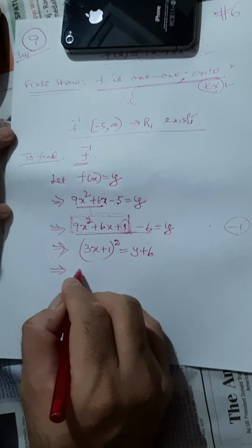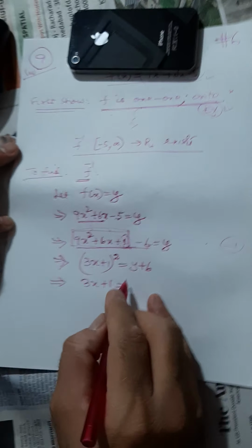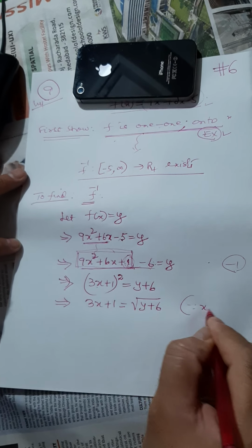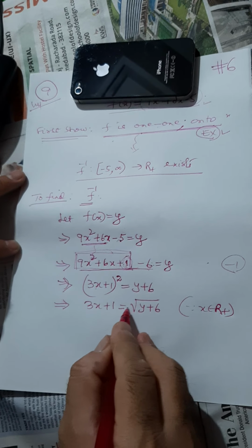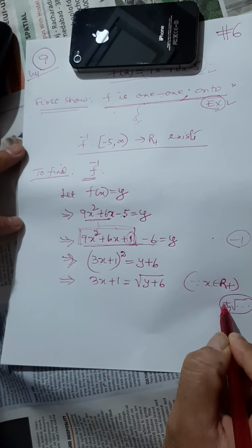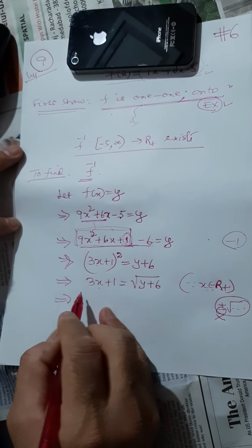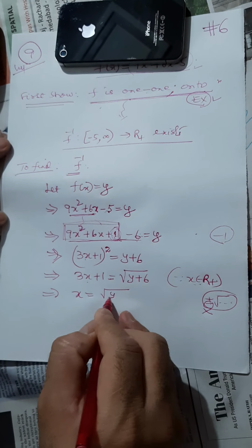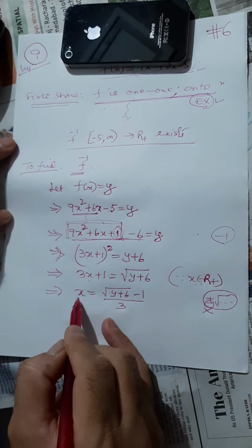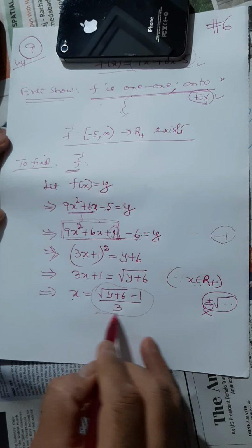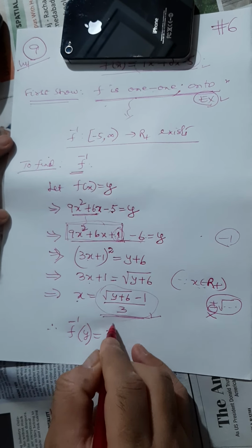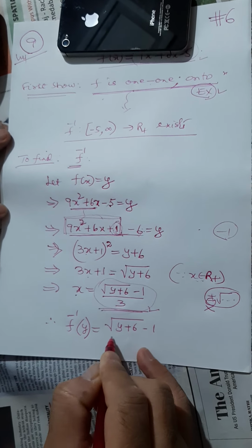Now get x. So you have 3x plus 1 equals root of y plus 6. Why not written plus or minus again? Look, x comes from R plus, so this will never be negative. So only plus. Normally when you take a square root you have plus or minus, but here the minus will not come, only plus, because x is positive. So now you can find x very easily: root y plus 6 minus 1, by 3. Now it is purely x equals some expression, so this has to be the inverse function. Therefore f inverse y equals this expression, root y plus 6 minus 1, by 3.